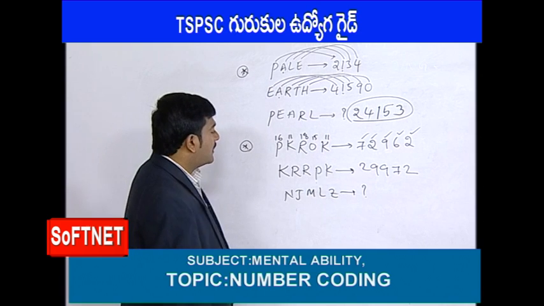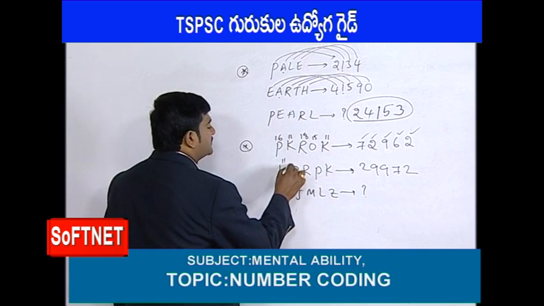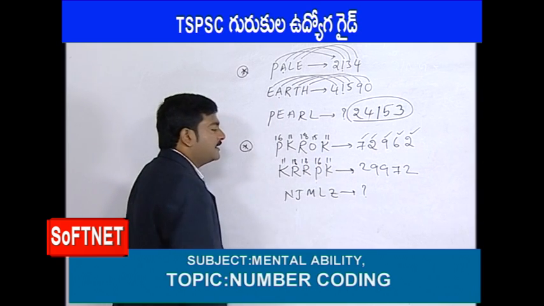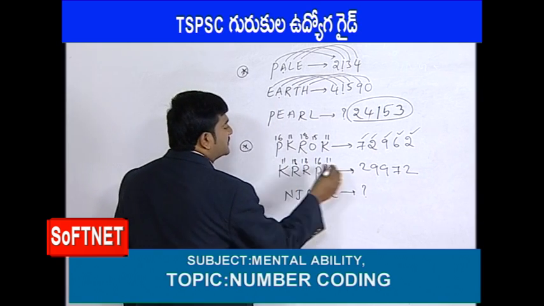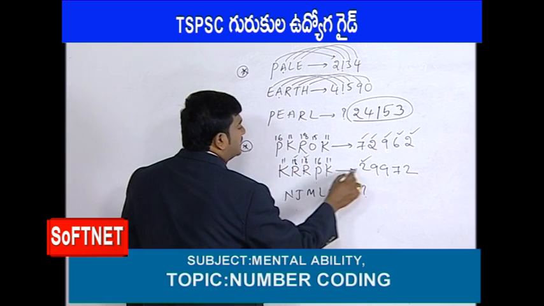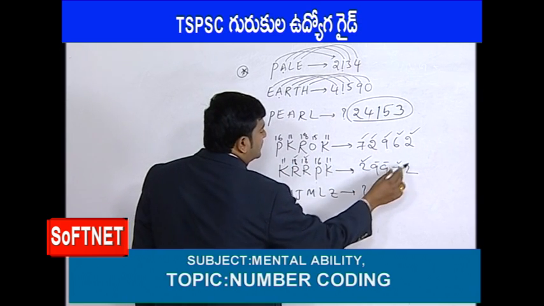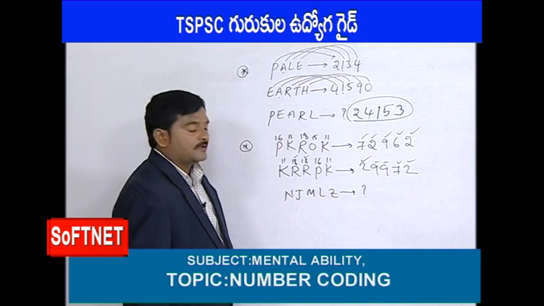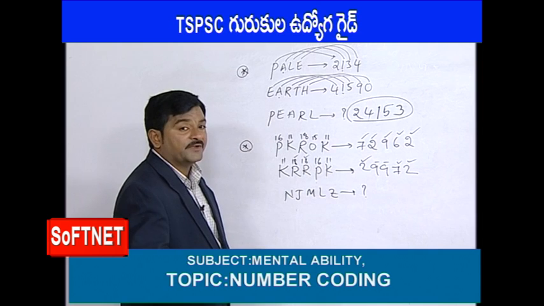K R R P K you mentioned. K means 11, R means I already told you 18, P means 16, again K means 11. See, 1 plus 1 is 2, 1 plus 8 is 9, 1 plus 6 is 7, 1 plus 1 is 2. Hence the relation, we identified the relation.